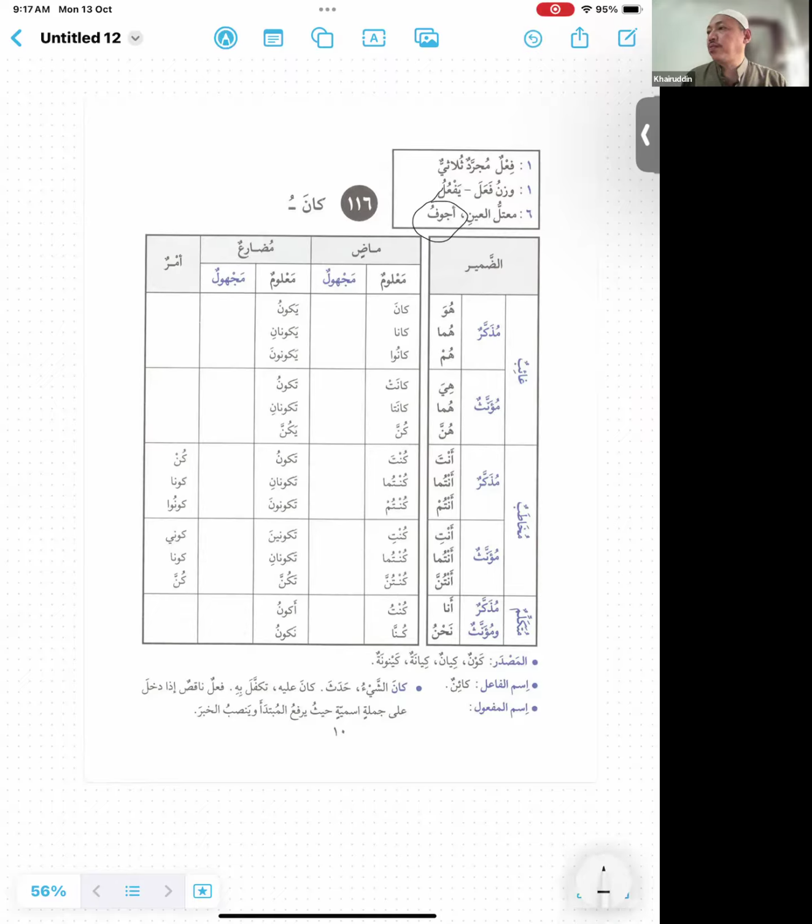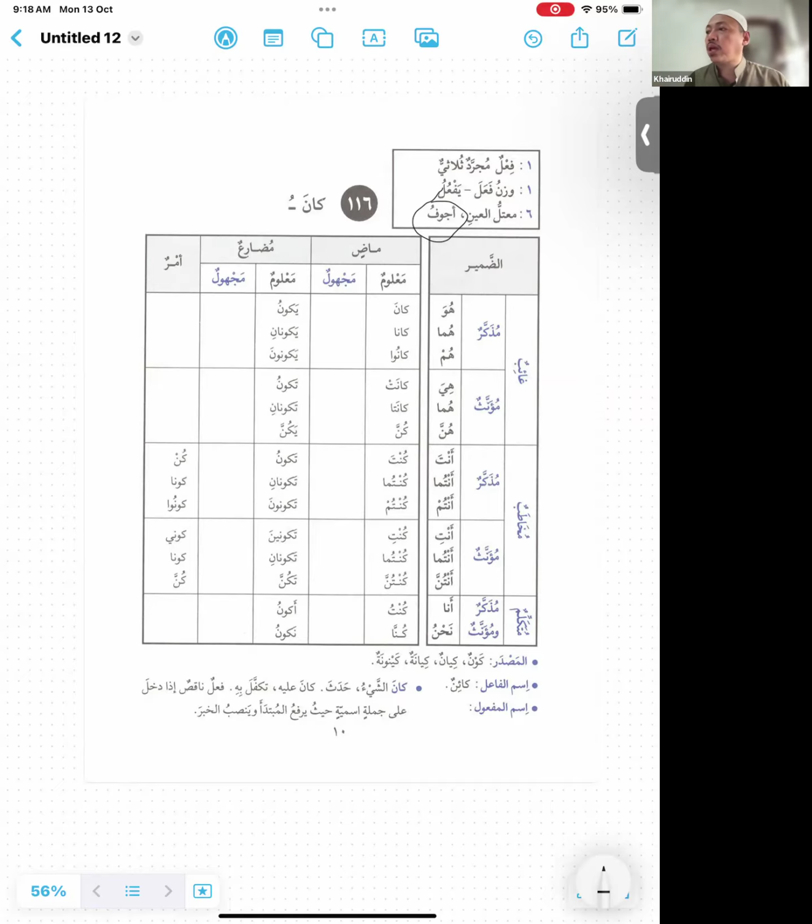Ajwaf. So why is it called ajwaf? Because it is hollow. Why is it hollow? Because usually we said that the basic form of verbs are thulathi. Thulathi means that it would have 3 huruf. So you would do something like kataba, fataha, alima. So you actually produce 3 syllables out of it.